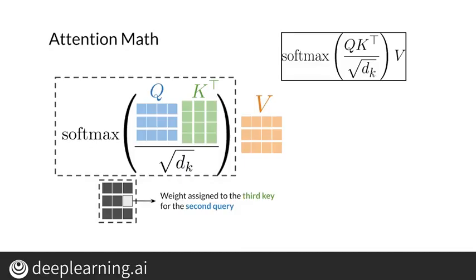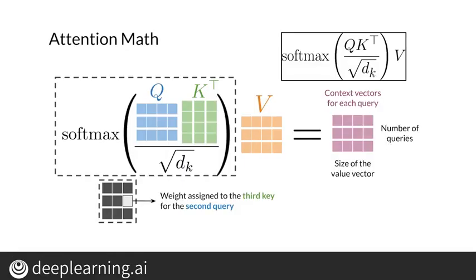After the computation of the weights matrix, you can multiply it with the value matrix to get a matrix that has as rows the context vector corresponding to each query. And the number of columns in this matrix is equal to the size of the value vectors, which is often the same as the embedding size.